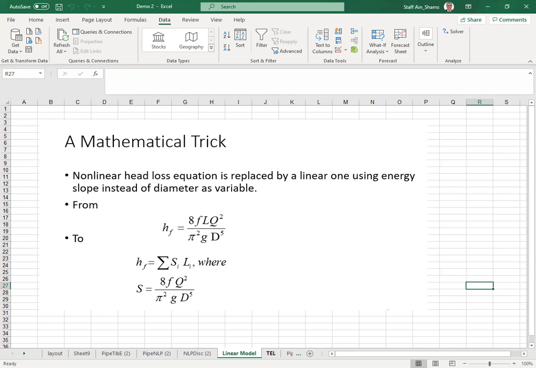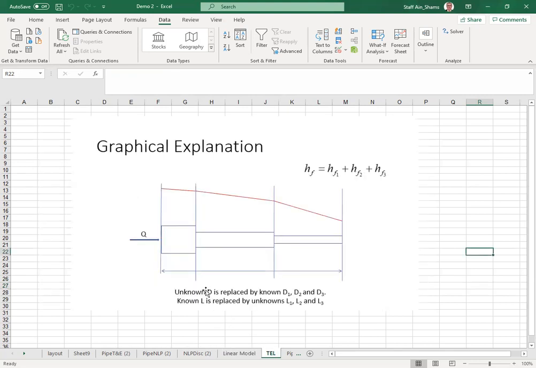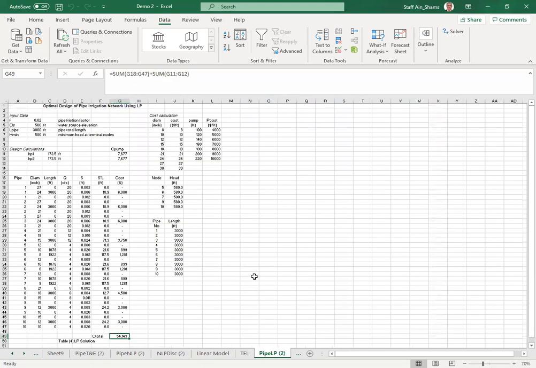To show you how this is done through the total energy line, this is the original pipe here with length 3,000 foot. And then we divide it into 3 candidate lengths, but we choose the diameters for the 3 lengths. And these diameters have to be chosen to satisfy the velocity constraints. Therefore, the unknown D's are replaced by 3 known diameters, D1, D2, D3, and the unknown L is replaced by 3 segments, L1, L2, L3, which are still unknowns. Then we go into the linear model.